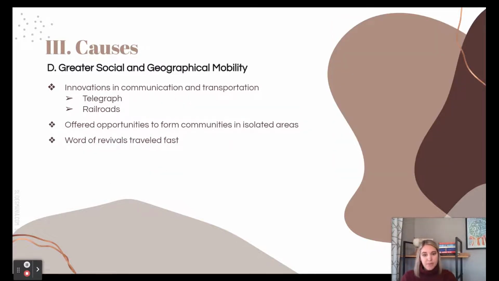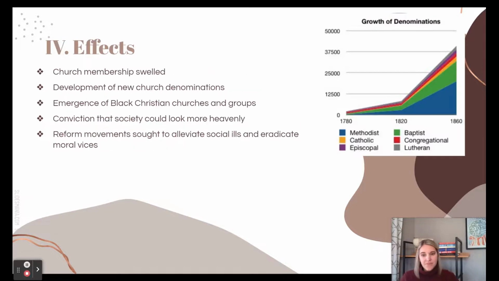Greater social and geographic mobility. As we see changes in communication and transportation, especially, we see the telegraph, we see railroads, it allowed for people to migrate to the West and also stay connected. And so word of revivals will travel quickly. And when the circuit riders, when the itinerant preachers move around, it gives opportunities for people who have moved to the West to form communities every so often under a religious purpose.